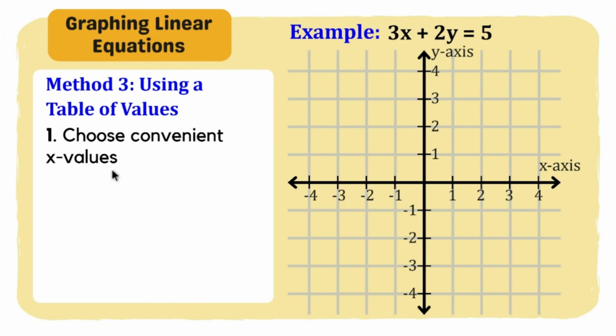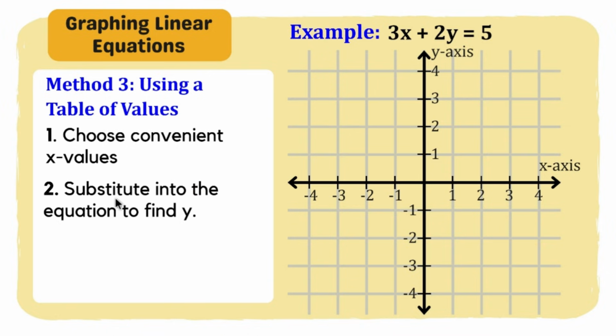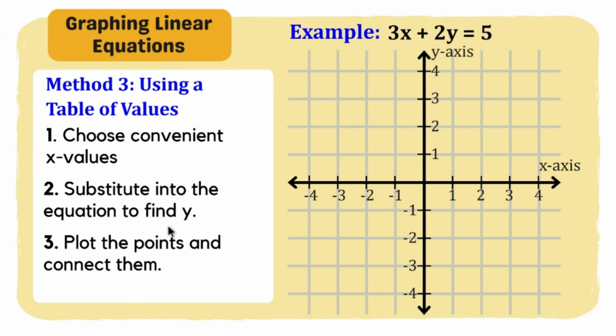So first, we can have number 1. Step 1 is to choose convenient x values. So ang maganda dito, tayo po ang magde-decide kung ano yung magiging point natin. So kung magde-decide tayo, mas maganda yung madali na point ang gamitin natin. Okay, so next one is to substitute into the equation to find the value of y. And then number 3, plot the points and connect them.